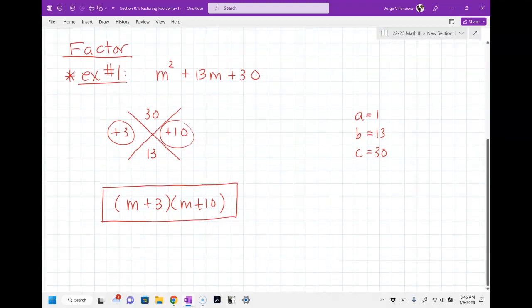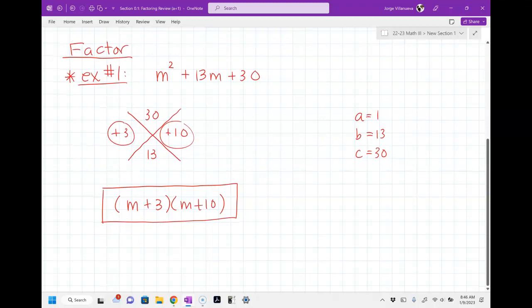Okay, so this is how you factor these types of problems, the ones with a equal to 1. Tomorrow we're probably going to be doing the ones where a is not equal to 1. And then the next day we might do the grouping and the difference of two squares. But this is how it looks when you have a trinomial and the a term is equal to 1. So that's one of your homework problems.